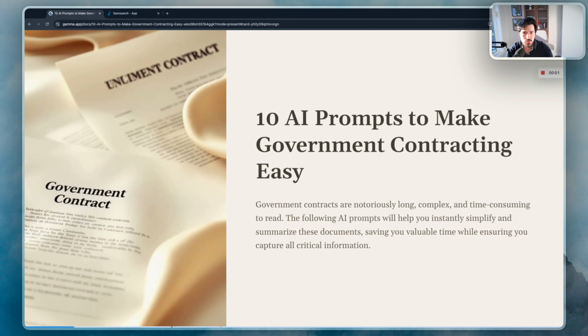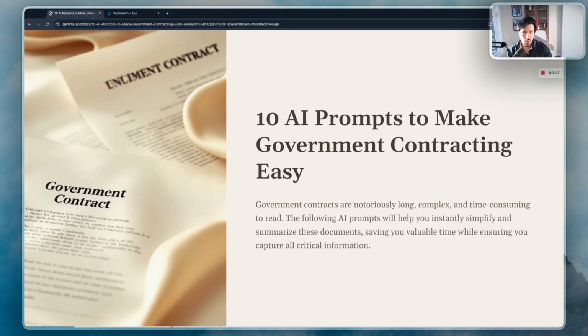Hi everyone, today I'm going to show you 10 AI prompts that will make government contracting easy for you. We all agree that government contracts are long, complex, and time consuming. A lot of businesses shy away from government contracting because of the complexity of these documents.